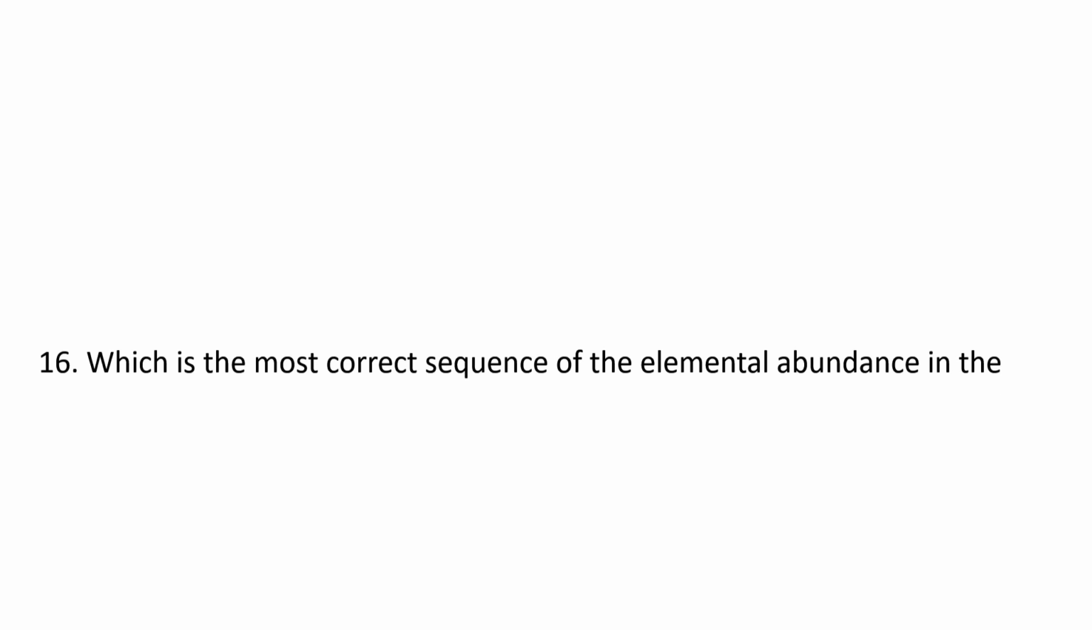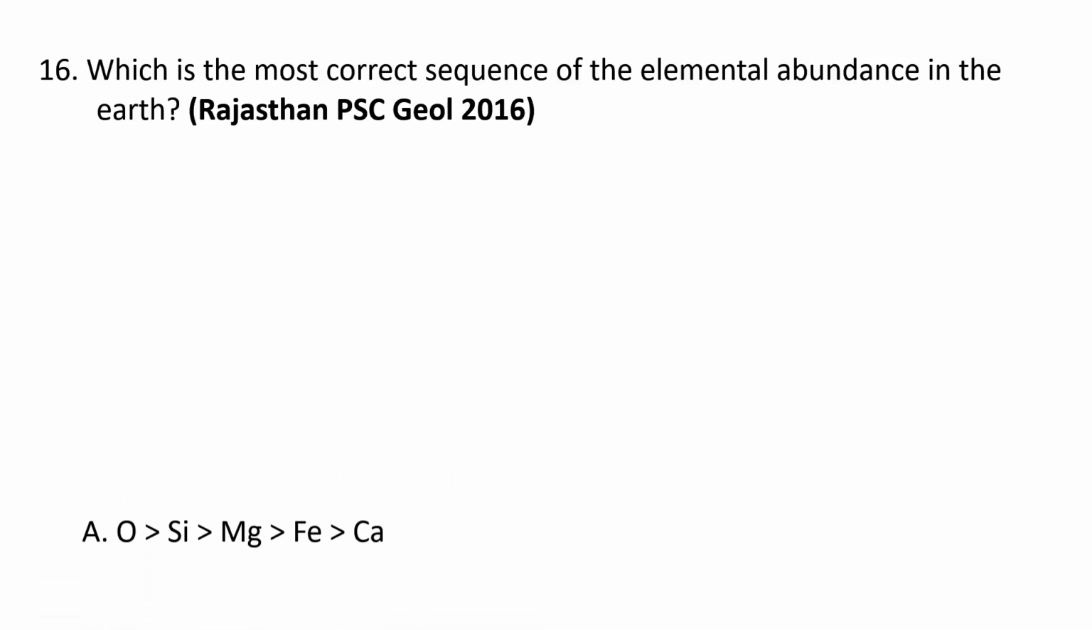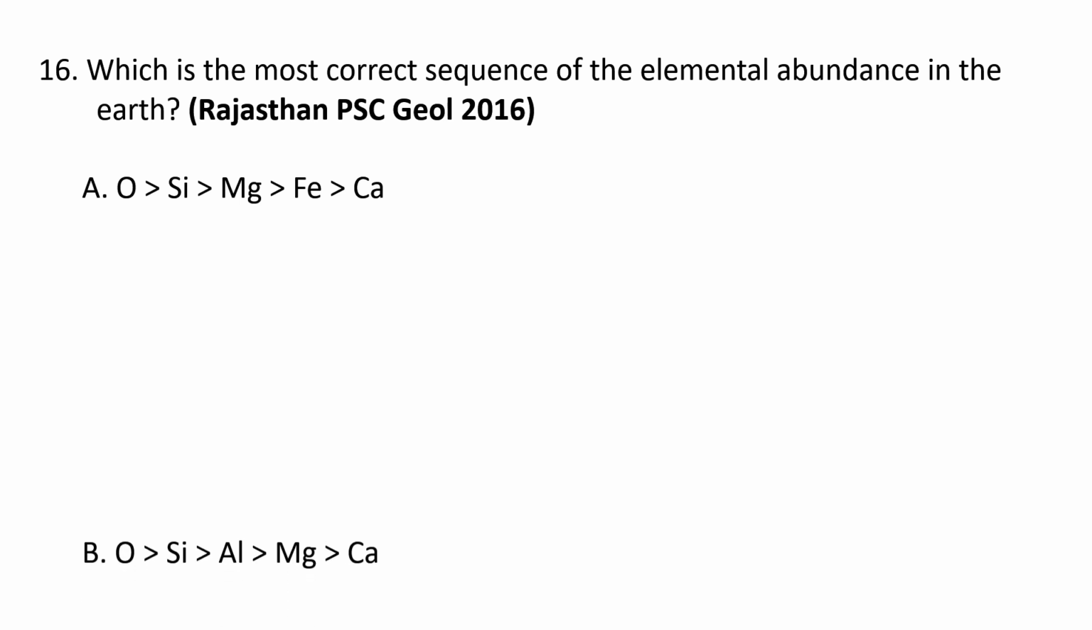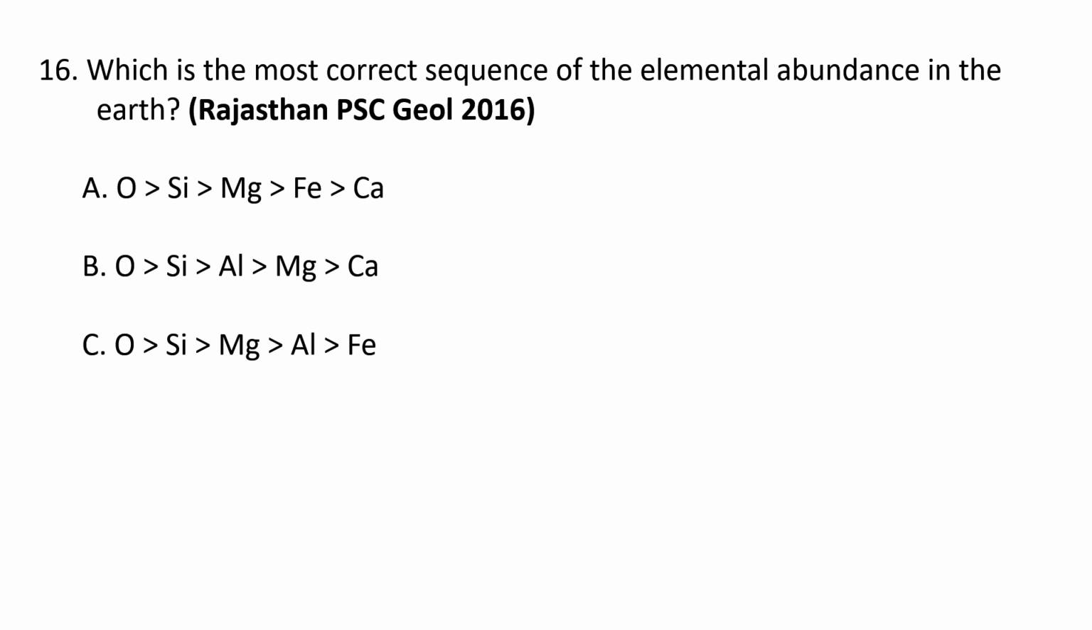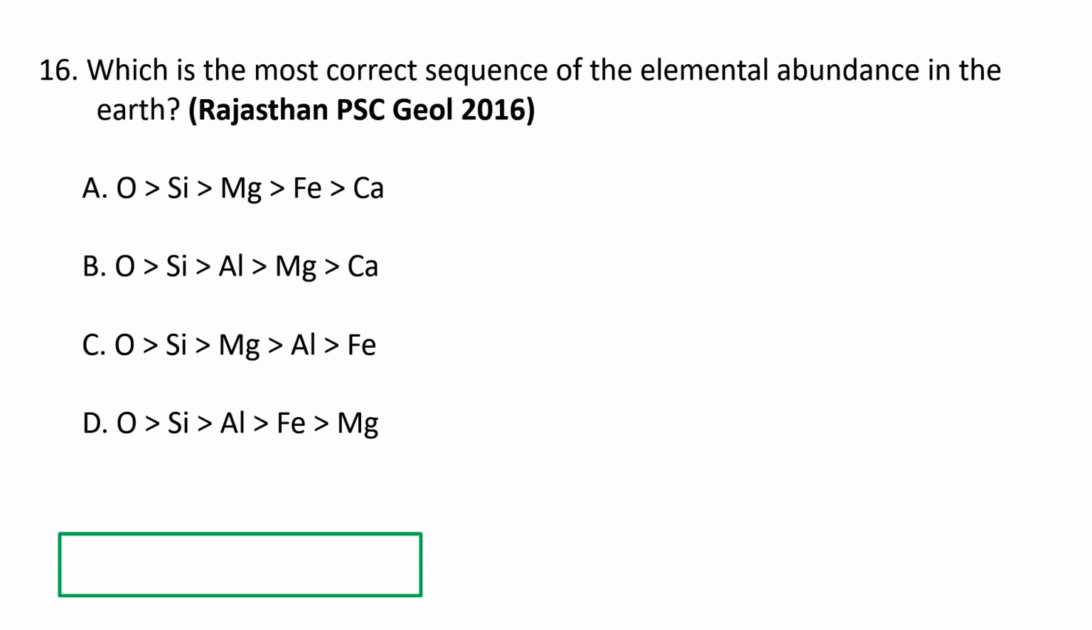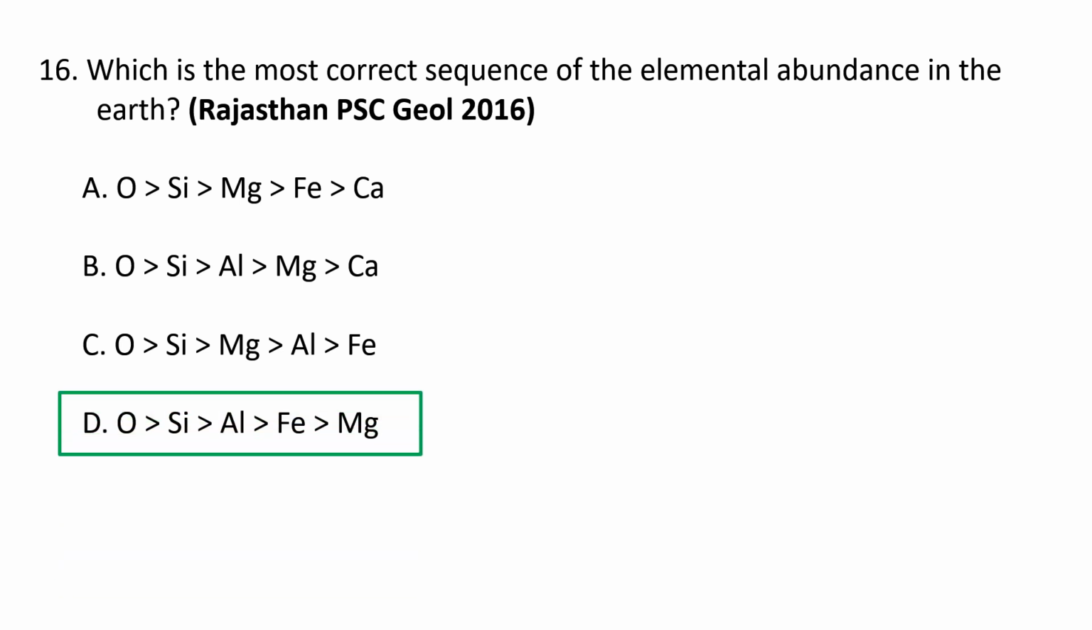Next question. Which is the most correct sequence of elemental abundance in the earth? A. Oxygen, which is greater than silica, is greater than magnesium, is greater than iron and calcium. B. Oxygen, followed by silica, followed by aluminium, magnesium and calcium. C. Oxygen followed by silica, which is followed by magnesium, aluminium and iron. And D. Oxygen is in greater proportion when compared to silica, silica is greater when compared to aluminium, aluminium is greater in proportion to iron, and iron is greater in proportion to magnesium. So the most correct sequence of the elemental abundance in the crust is D, that is oxygen, next is silica, next aluminium, followed by iron and magnesium. D is the correct option.